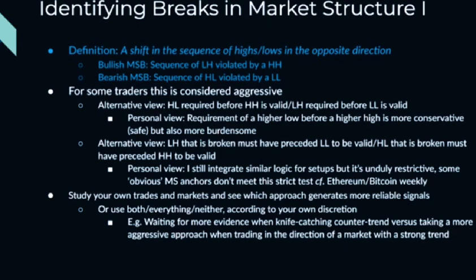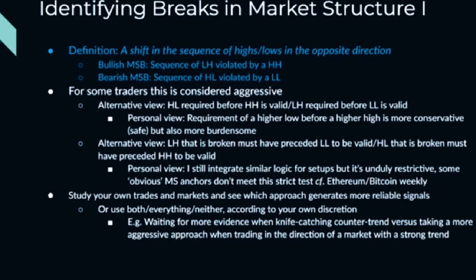The second kind of criticism to be aware of with regard to my definition of market structure is that there's an alternative view that the lower high that's broken must have preceded a lower low to be valid, or the higher low that is broken must have preceded a higher high to be valid. So you can see in my definition, I don't ascribe any special functions to the lower high or the higher low that get violated, but some schools of thought or practitioners of market structure will ascribe certain features to these highs and lows in order for their break to be valid.